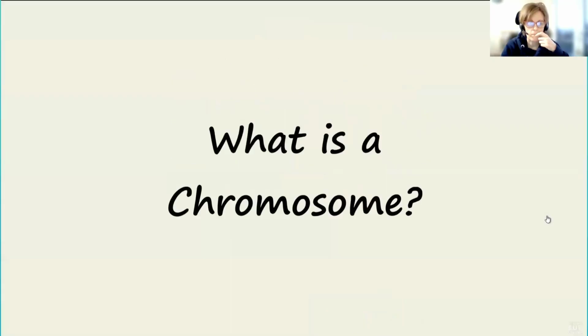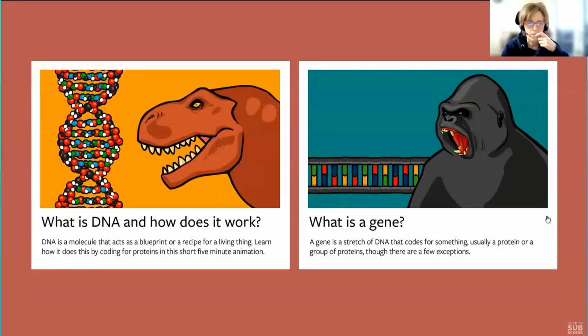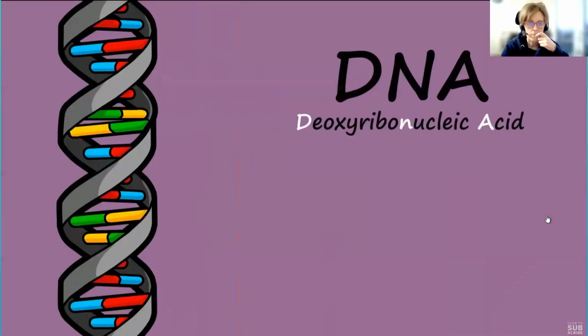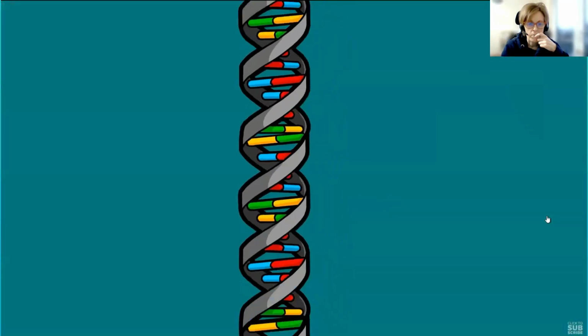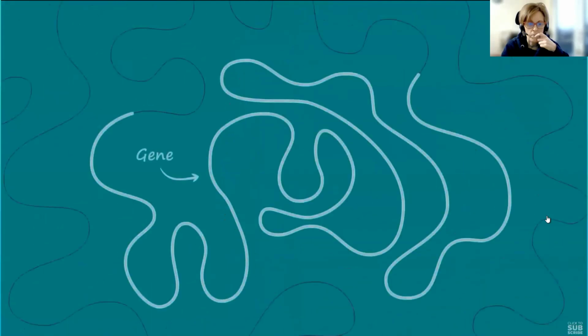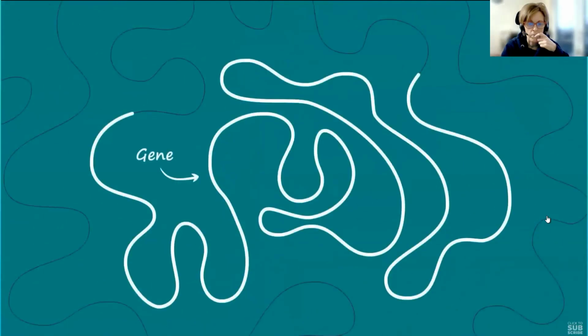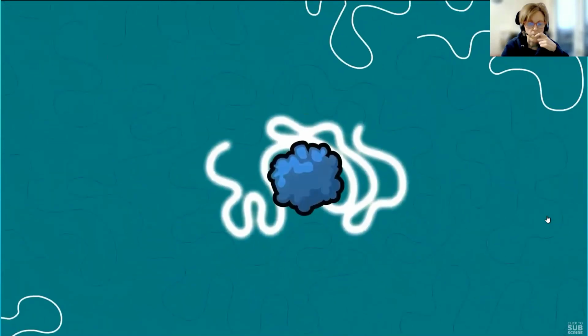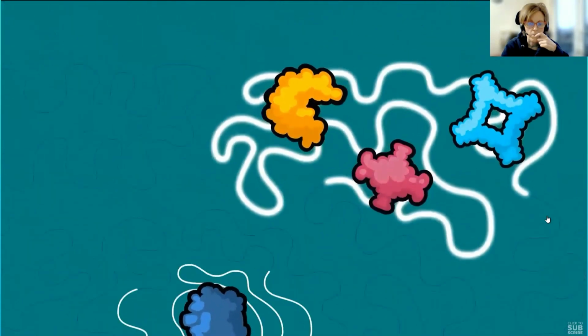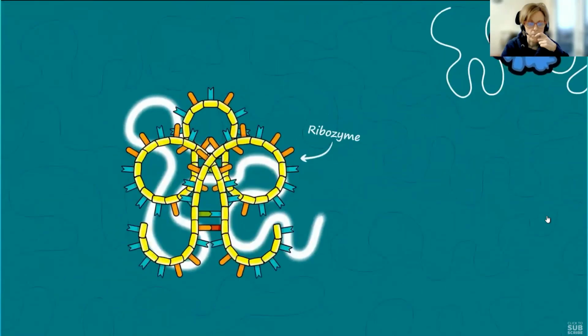What is a chromosome? In previous animations, we learned that DNA is a spiraling chain-like molecule made up of 4 different types of nucleotides. Scientists have labeled them A, C, T, and G. We also learned that a gene is a long stretch of DNA, a specific sequence of A's, C's, T's, and G's that code for something. What does a gene code for? Usually a protein or a group of proteins, though there are a few exceptions.